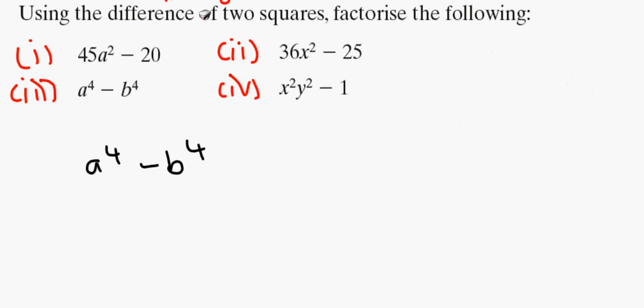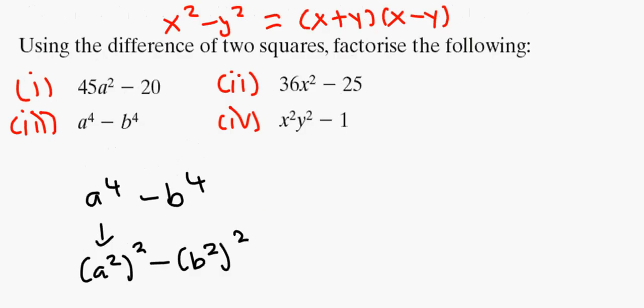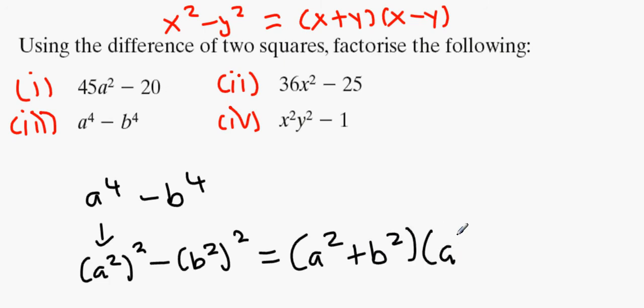So what we're going to do for this question is change this into a squared squared minus b squared squared. And what you're going to see here is that in the x's position is a squared. So replace x with a squared and replace y with b squared. So you're going to end up with a squared plus b squared, multiplied by a squared minus b squared.